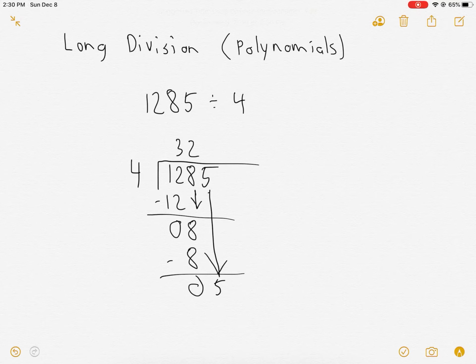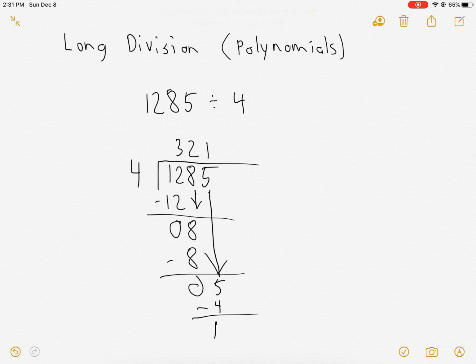Well, does 5 divide by 4? Well, yes, but not evenly. It's going to be 1 and then some extra. So we put the 1 there because that's the whole number, right? That's how many times 4 can go into 5, 1 full time. 1 times 4 is 4, and so when we subtract, we end up with a remainder.